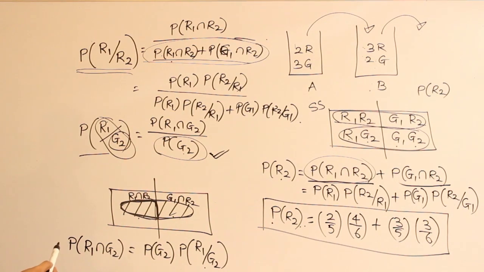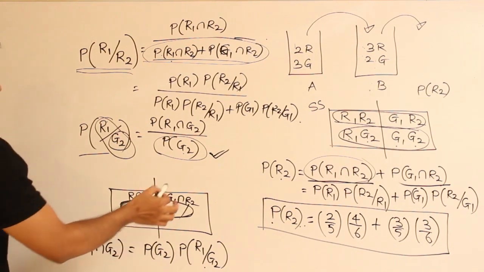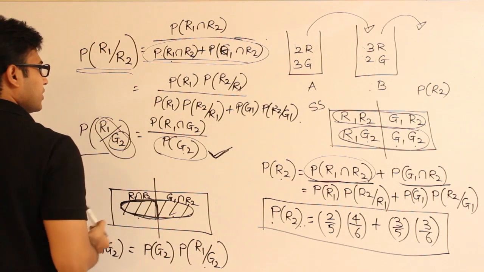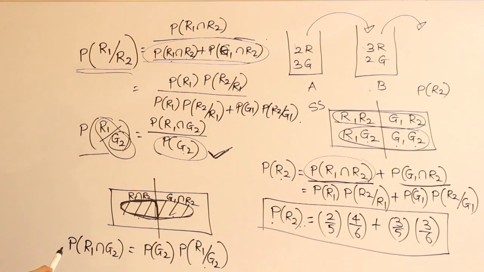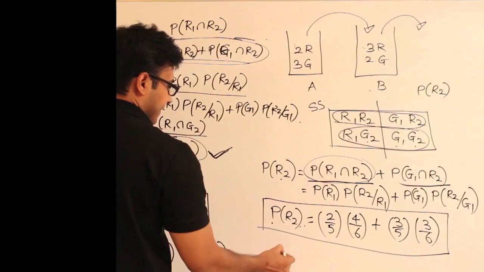I hope you are getting everything right. Using the total probability theorem, I'll expand this one, and then these intersections I'll expand using the other one. So what is the other one? It is the conditional probability. Okay, this is how you can solve it.